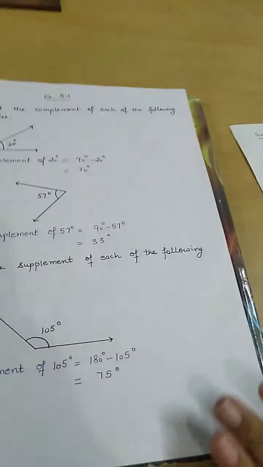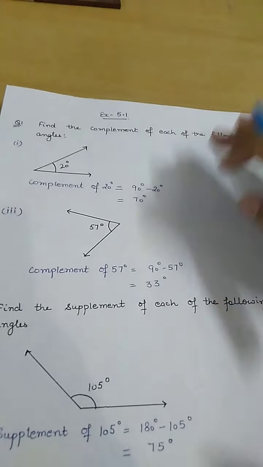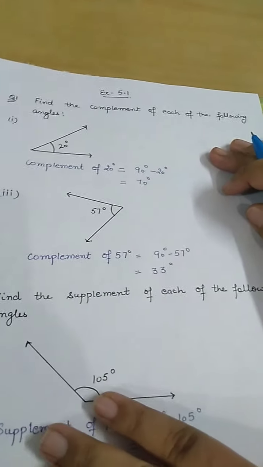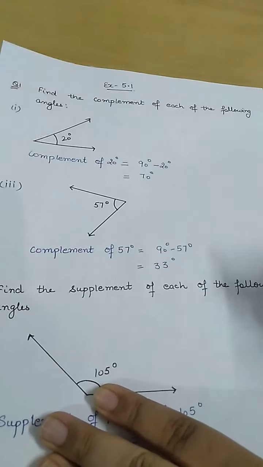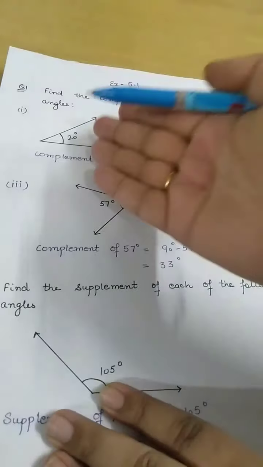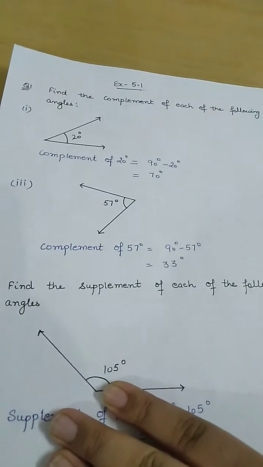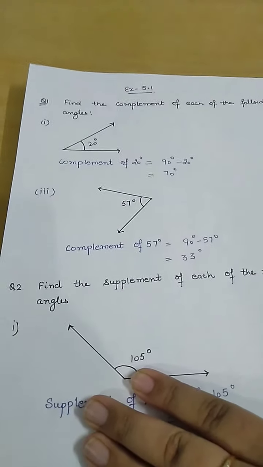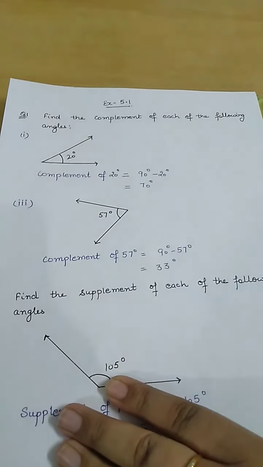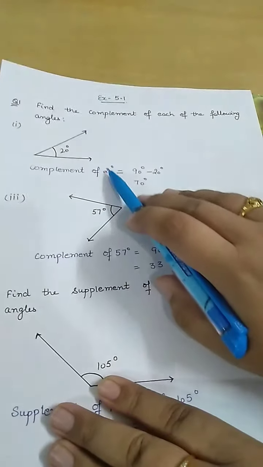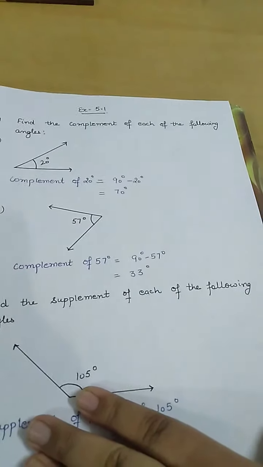Now we will start with exercise 5.1. Find the complement of the following angles. One angle I know. The complement means you need to find what, added to 20 degrees, will give me 90 degrees. It is very simple. You will subtract 20 from 90 and you will get your other angle. So the complement of 20 degrees is equal to 90 degrees minus 20 degrees, that is 70 degrees.